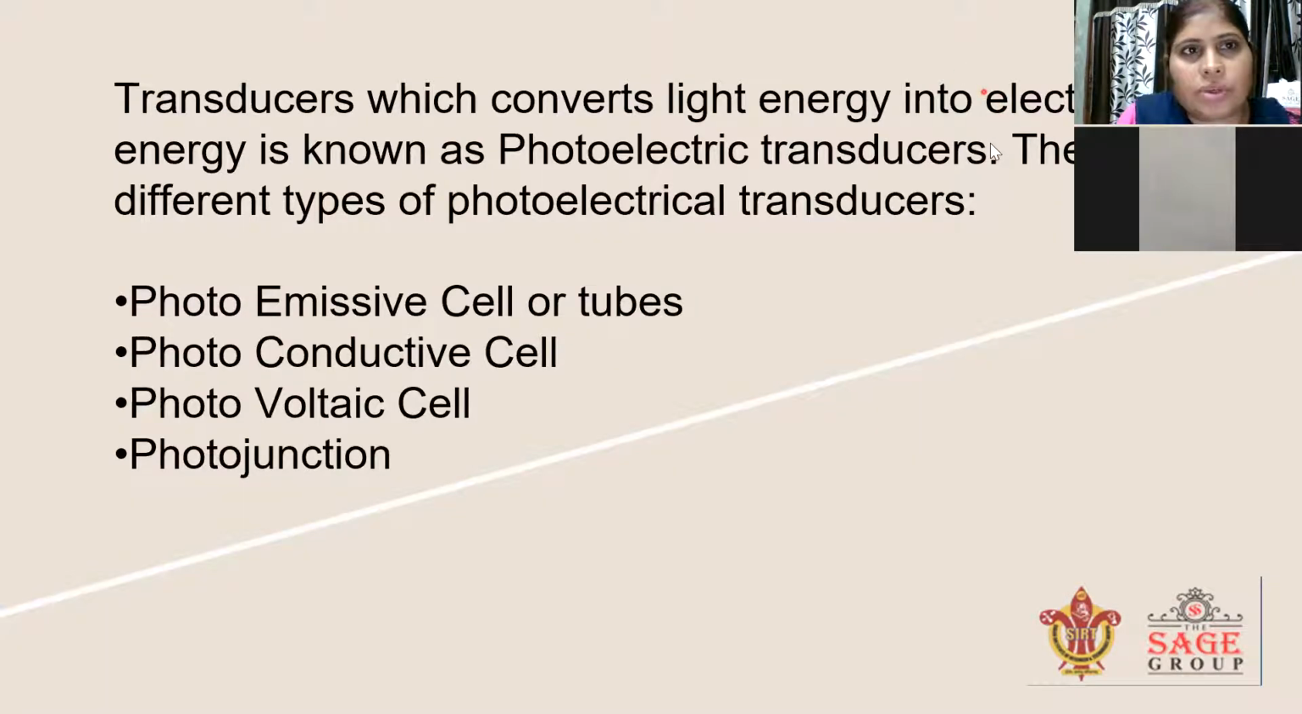So you can see transducers which can convert the light energy into electrical energy. These are called the photoelectric transducers. There are different types of photoelectric transducers like photoemissive cells, photoconductive cells, photovoltaic cell, and photojunction. Today I am taking photoconductive cell.